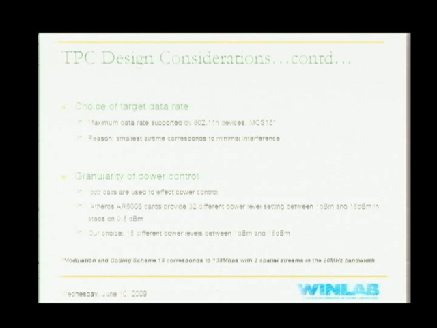Next is the granularity of the power control. We usually effect power control changes using ioctl calls exposed by the device drivers. Atheros provides 32 different power levels, and we choose to use only 15 different power levels, from 1 to 15 dBm. And while discussing the implementation, it becomes clearer why the choice is made.